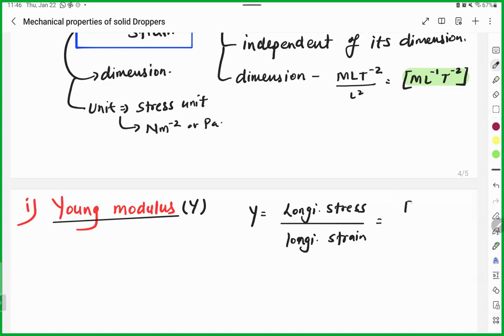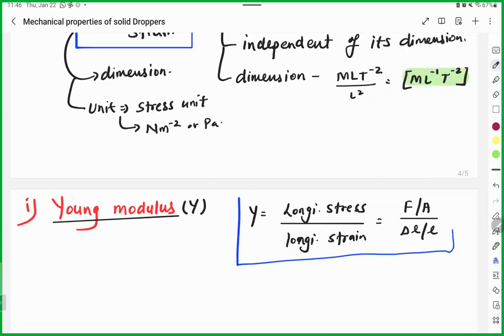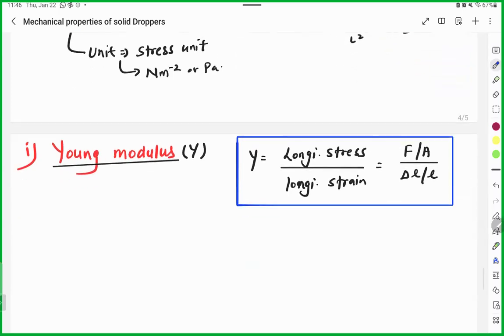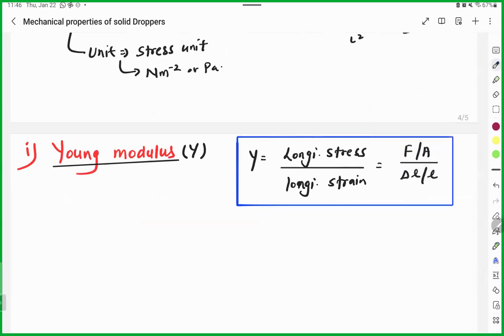What is stress? Force upon area. What is strain? Delta L by L. Many a time, the radius will be given to you. Whenever you consider the area of a wire, it will be equal to pi r square.